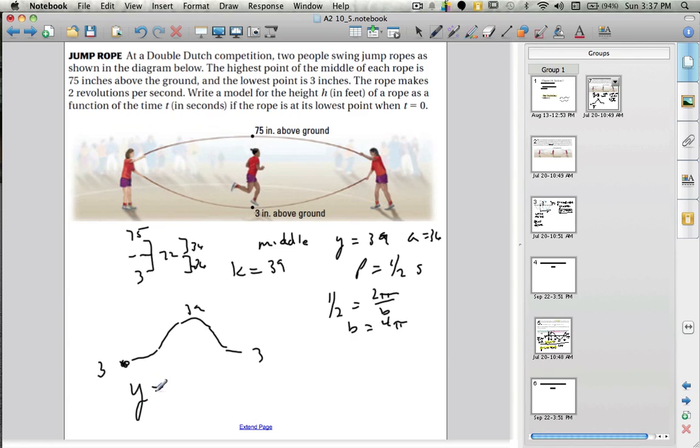So I'm going to have y is equal to negative 36. My a value, my absolute value was 36, but I want it to be negative 36 times the cosine, because I want to start at the lower amplitude, of b, which is 4 pi, and then with no horizontal shift, it would just be x, and then my vertical shift plus 39.